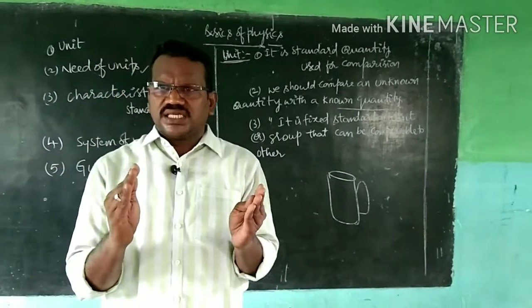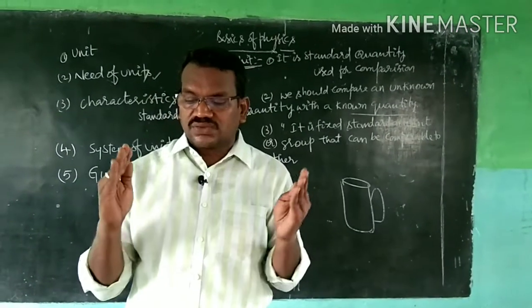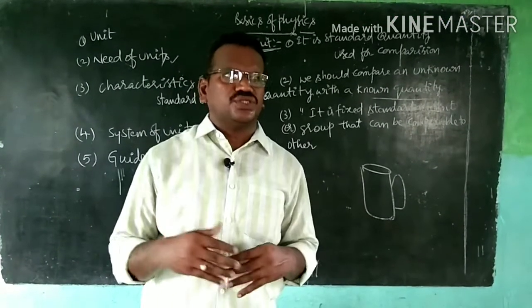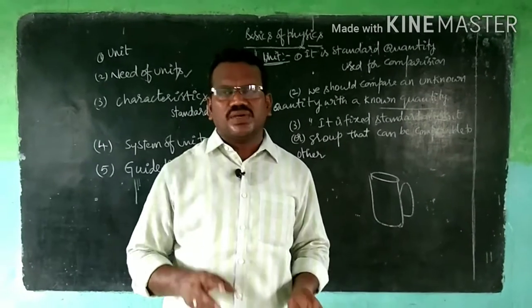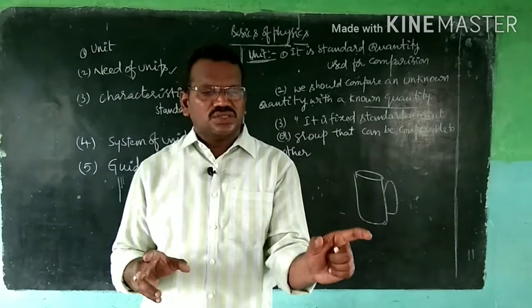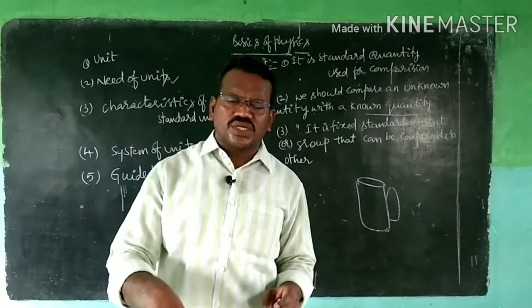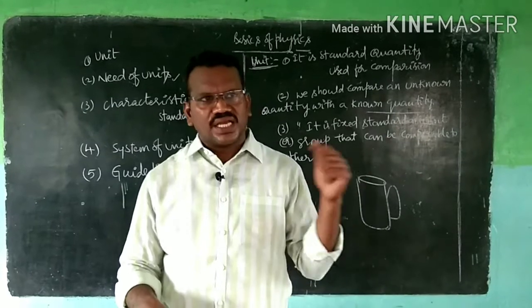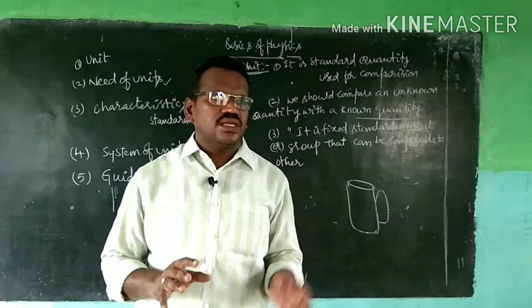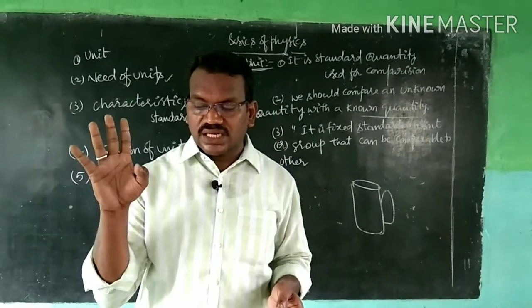For example, 1 kg means exactly 1 kg. 1 meter means exactly 1 meter. 1 second means exactly 1 second. Next, it is easily reproducible. Many times we should be able to use it. For example, in the grocery shop we measured 1 kg of sugar. The same stone can be utilized for 1 kg of rice, 1 kg of dal and 1 kg of cereals, whatever it may be. The stone does not change, but the comparable quantity changes. That is the meaning of easily reproducible.